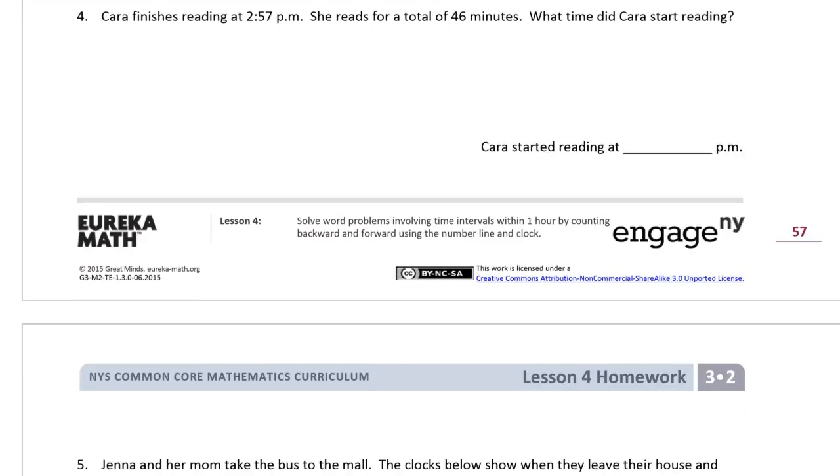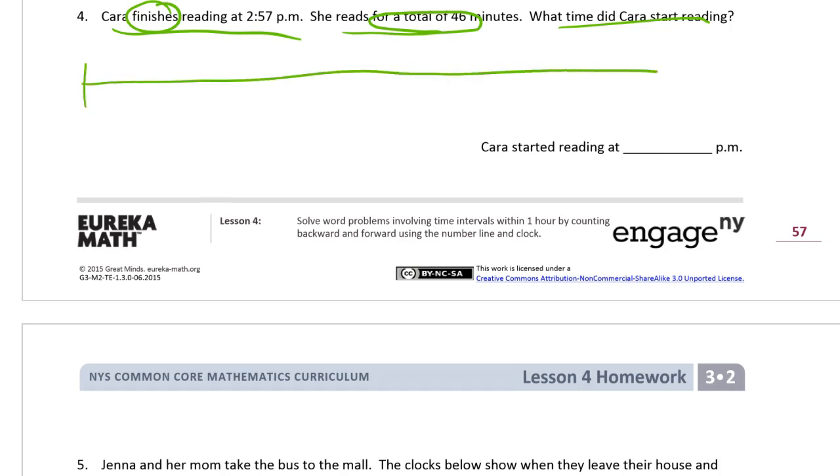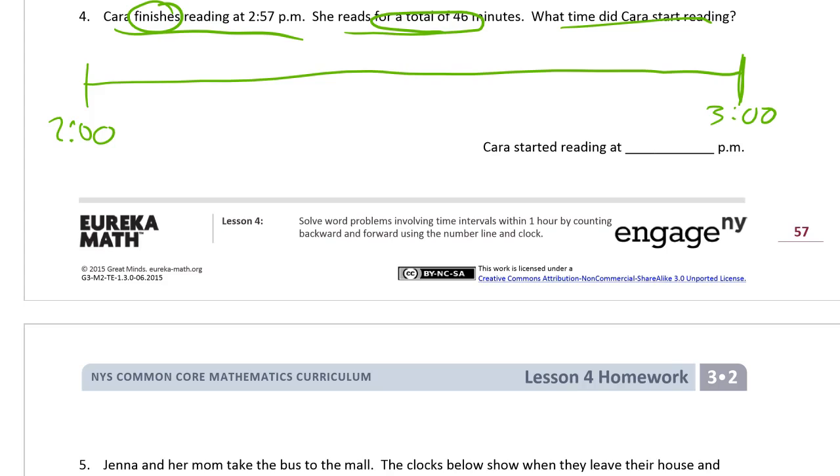Kara finishes reading at 2:57. So that's going to be our end time. She reads for a total of 46 minutes. What time did she start? So we know when she finishes, and we know how long it takes. So we have to go back in time to figure out when she started. So we're looking at 2:57. We're going to mark our number line first.